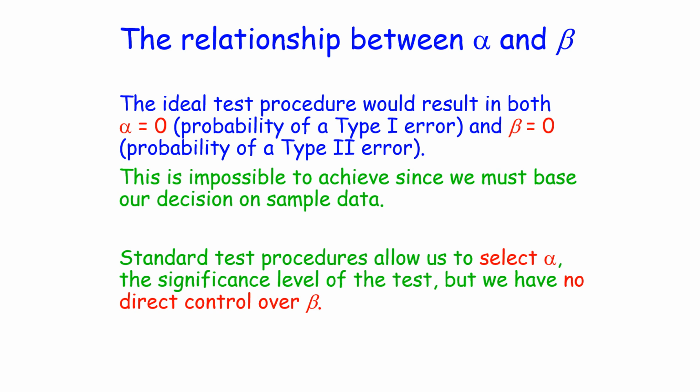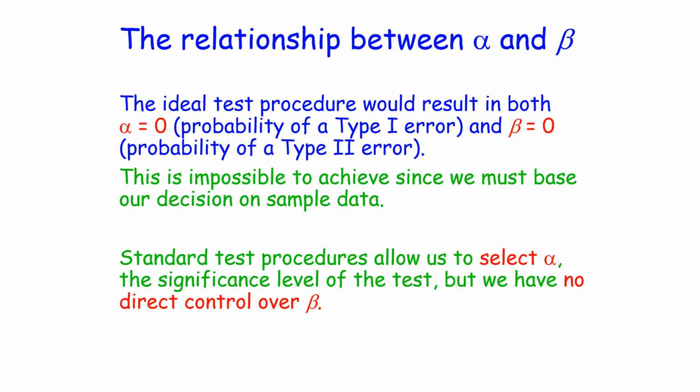So what is the relationship between alpha and beta? Well, the ideal test procedure would result in both alpha equaling 0, so a 0 probability of a type 1 error, and beta equaling 0, the probability of a type 2 error. This is impossible to achieve since we must base our decision on sample data.